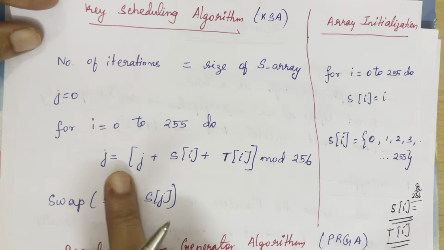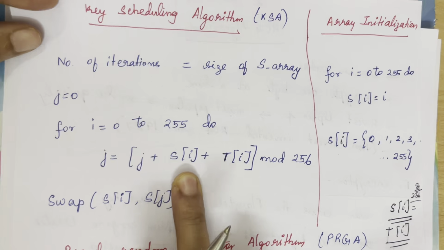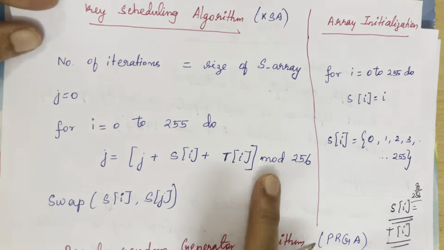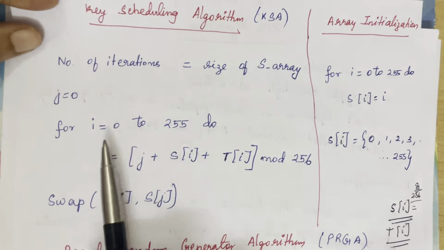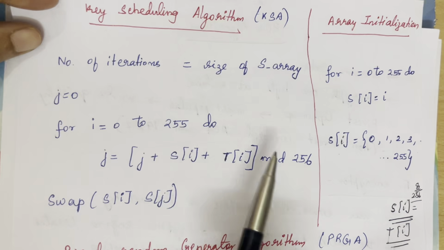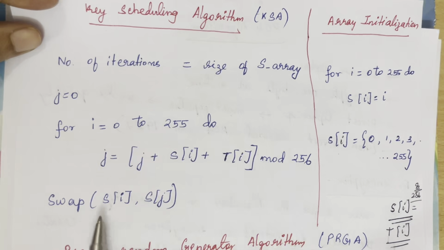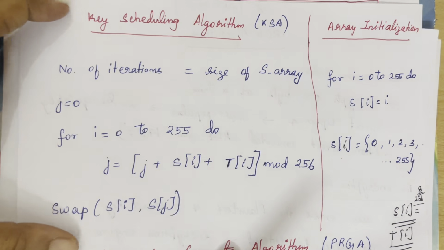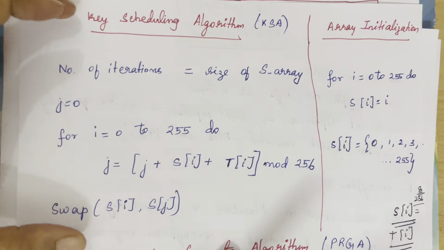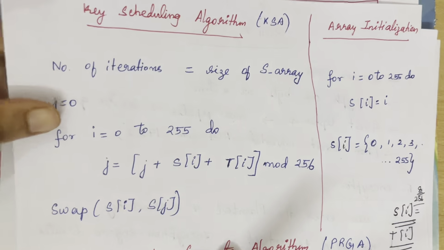255 do, j will be equal to j plus s of I plus temporary vector of I mod 256. Okay, so if the size of the array is 8, then we have to write 0 to 7, and here mod 8 will come. Then we will do the swapping between s of I and s of j. This is an algorithm for key scheduling. Don't worry, I will explain to you with an example, then you will understand what this key scheduling algorithm is.